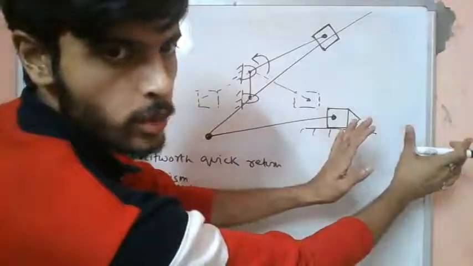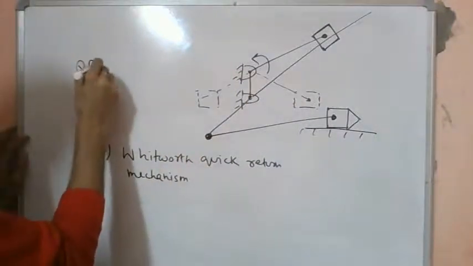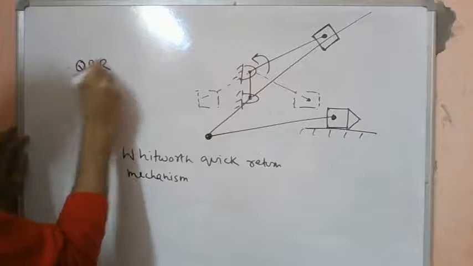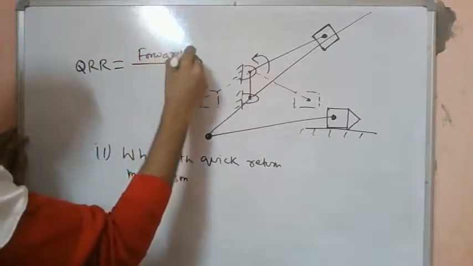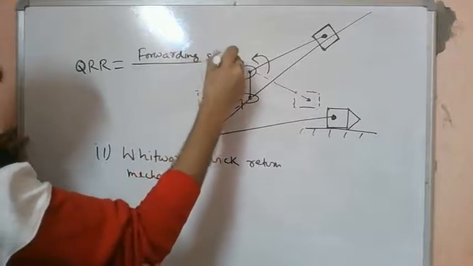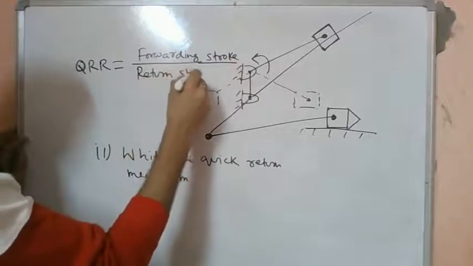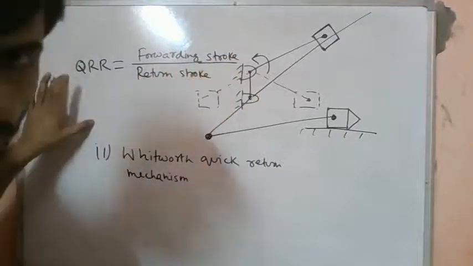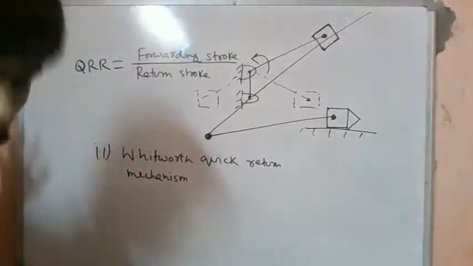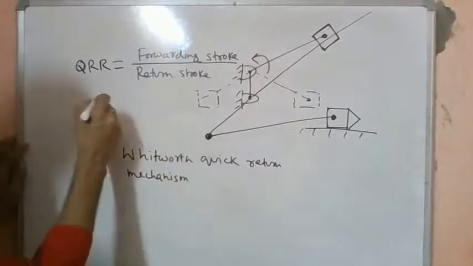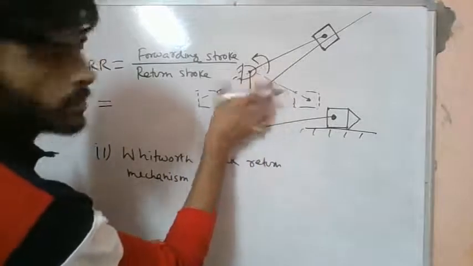There is something we call the quick return ratio. This is the forward stroke to the return stroke, this ratio. Quick return ratio is defined as the ratio between the forward stroke and the return stroke. This is what we call the quick return ratio. This quick return ratio is basically proportional to the angle of traverse of this circle, of this crank.